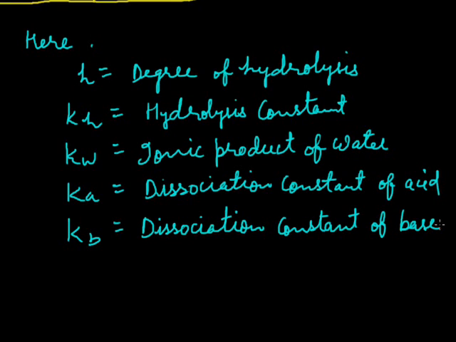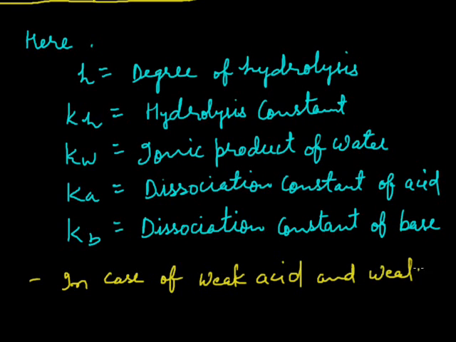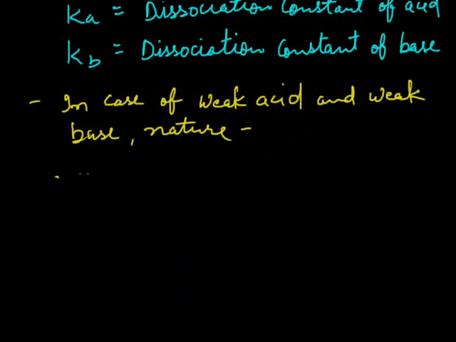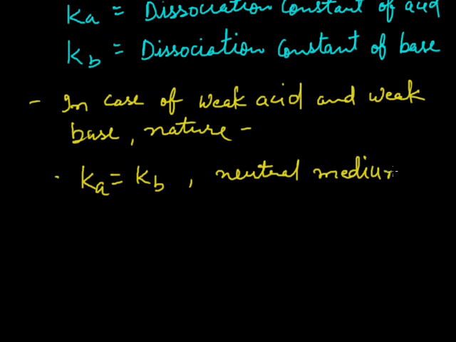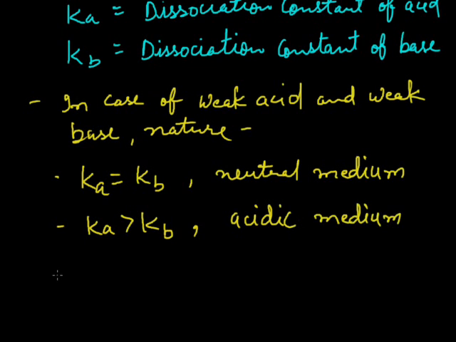In case of weak acid and weak base, the nature of the medium is decided as follows. If the value of Ka is equal to Kb, then neutral medium. If the value of Ka is greater than Kb, then acidic medium. And if the value of Ka is less than the value of Kb, then basic medium.